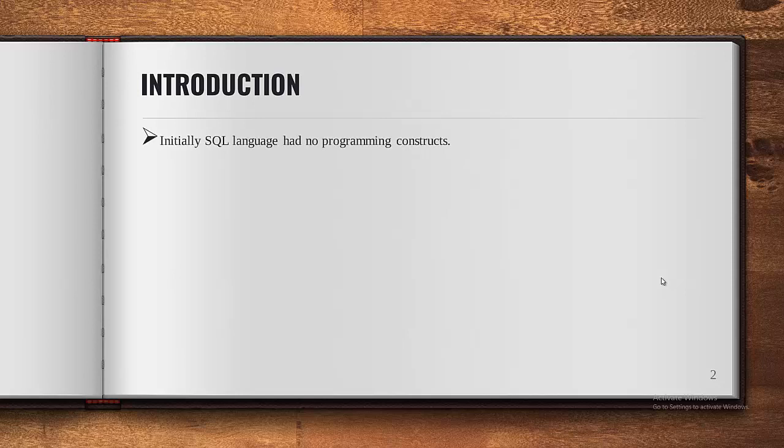Initially, the SQL language had no programming constructs. What does it mean? All these years we have learned C, C++ and Java. In every language, we have variables, operators, control statements, and functions, all available in order to do some programming. But in SQL, till now, we didn't learn any of these things. If we wanted to implement them, we had no opportunity. So initially, the SQL language didn't have any kind of programming functionality.